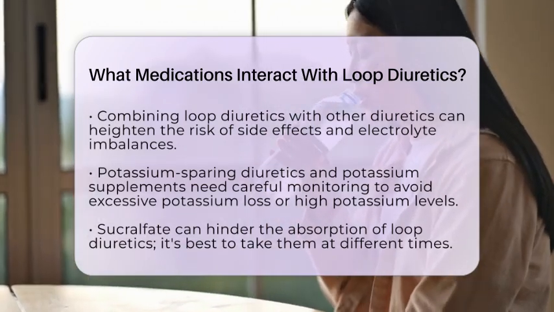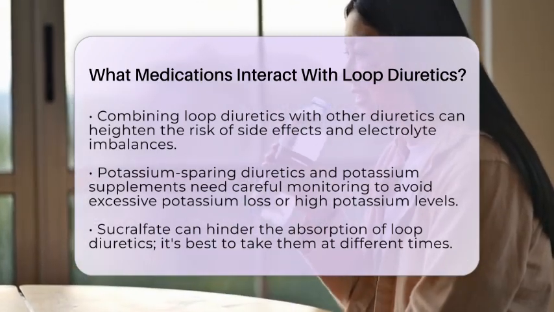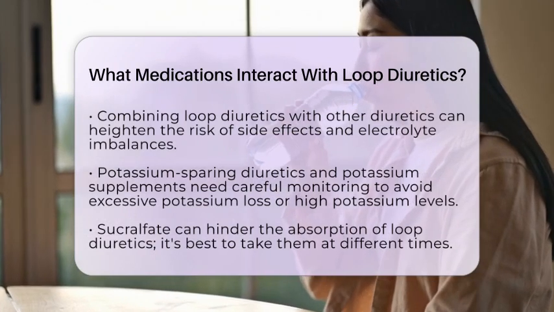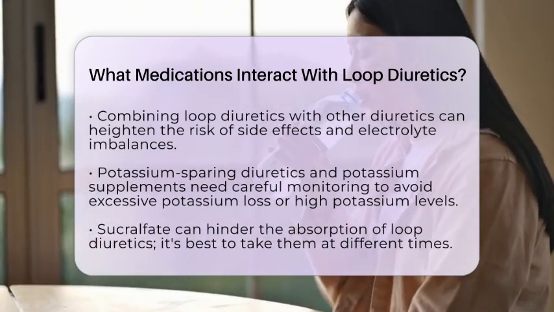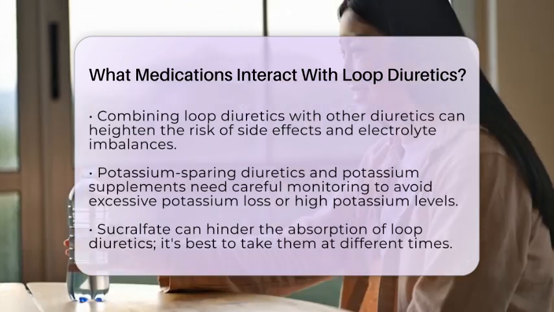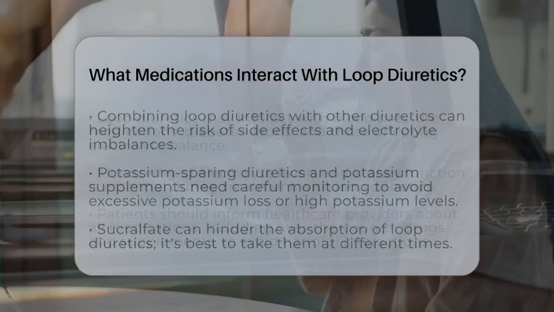Another medication to be aware of is sucralfate. This drug can interfere with the absorption of loop diuretics when taken together. Sucralfate coats the stomach lining, which can hinder the effectiveness of oral medications. It is best to take these at different times.